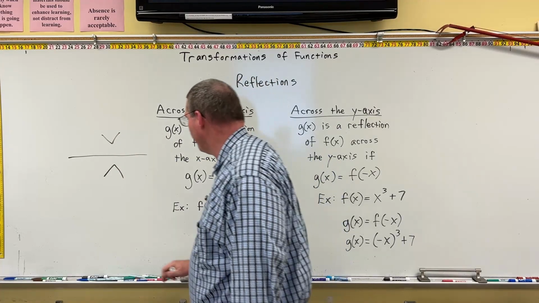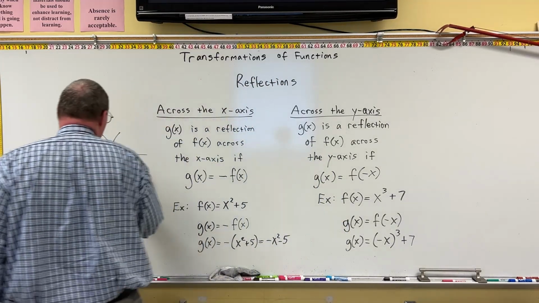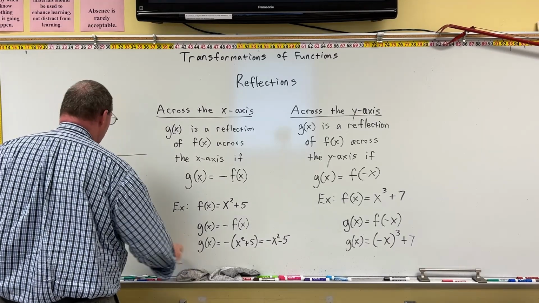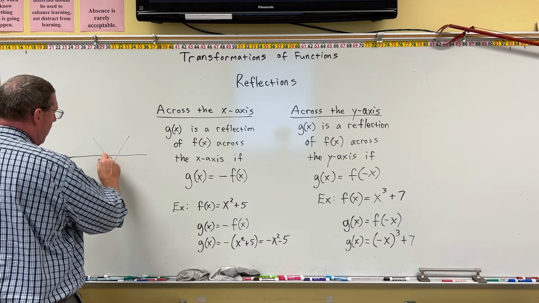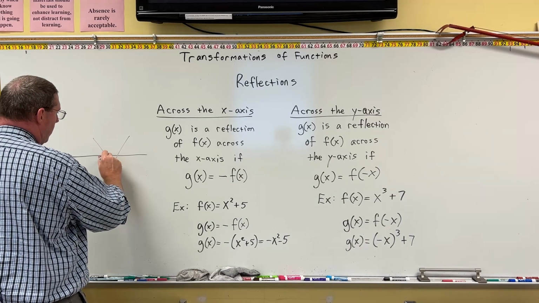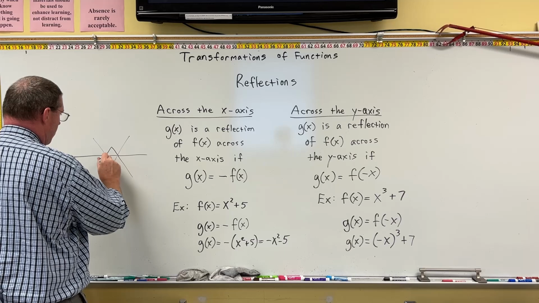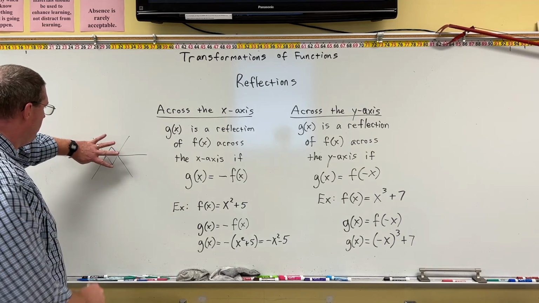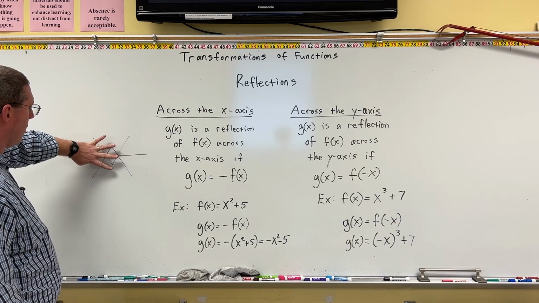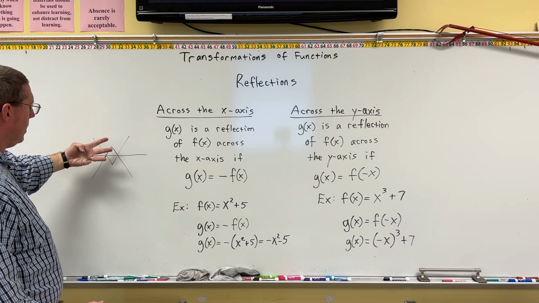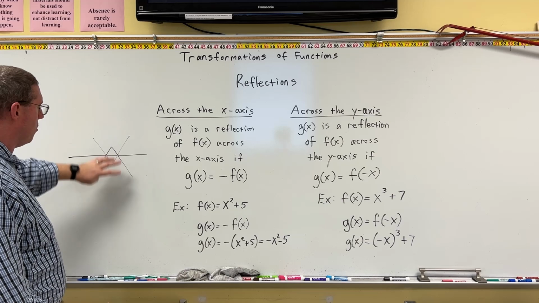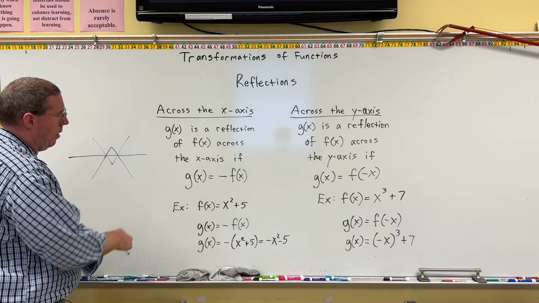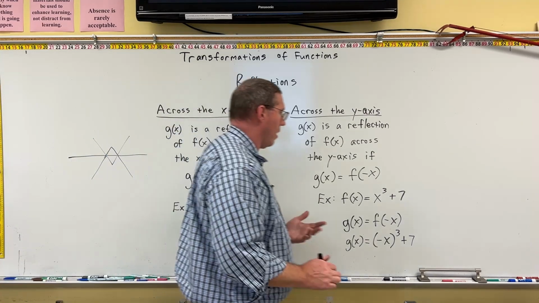You can also have a reflection that crosses over the x-axis. Let's say that you had a V shape that did this. If it reflected over the x-axis, it would look something like this. Okay, it's almost like you're taking the x-axis and you're spinning it 180 degrees so that what's above is below and what's below is above. That's a reflection across the x-axis.